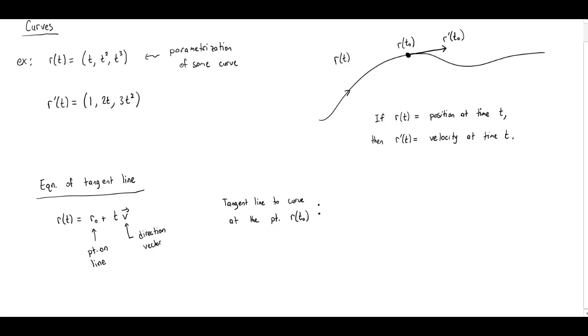This is not a big deal, but because we usually use r of t for the parameterization of our curve, to distinguish, I try to not use r again for my tangent line. It doesn't really matter, I suppose, but I typically use something like L instead, for line.